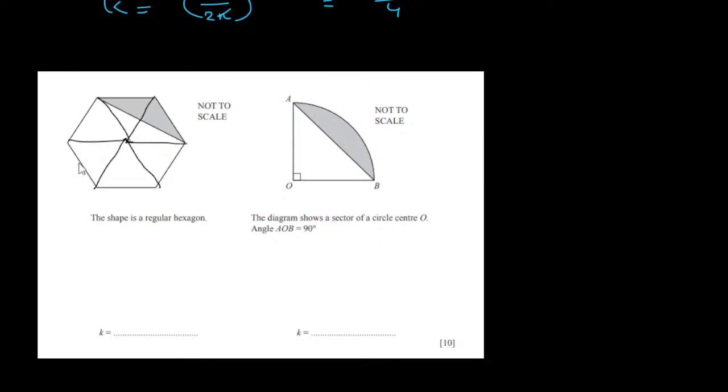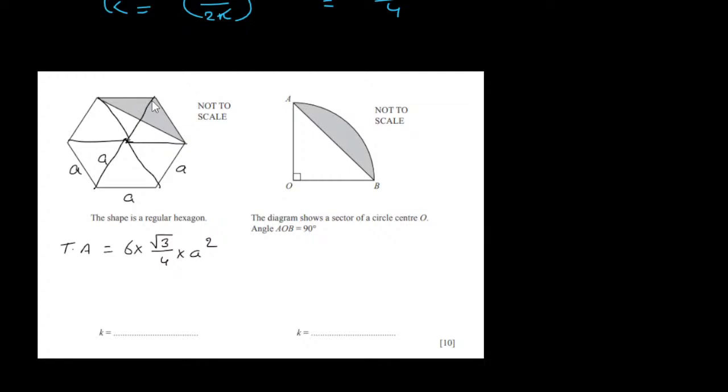Each side is a. If we see the total area, then the total area is 6 times the area of this equilateral triangle whose sides are a. For an equilateral triangle, the area is root 3 divided by 4 into side square. This is the total area. Now I have to work out the shaded area.